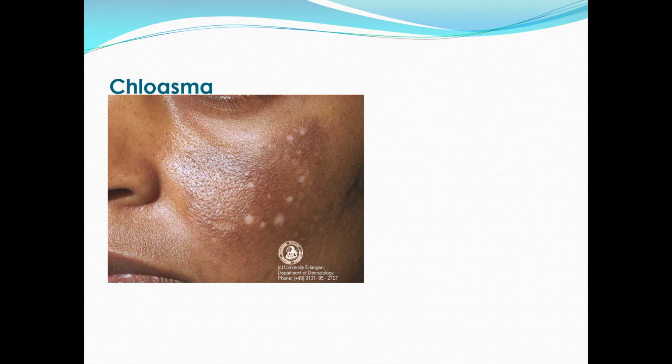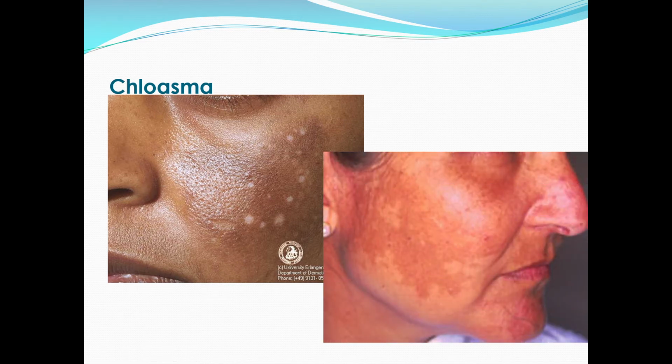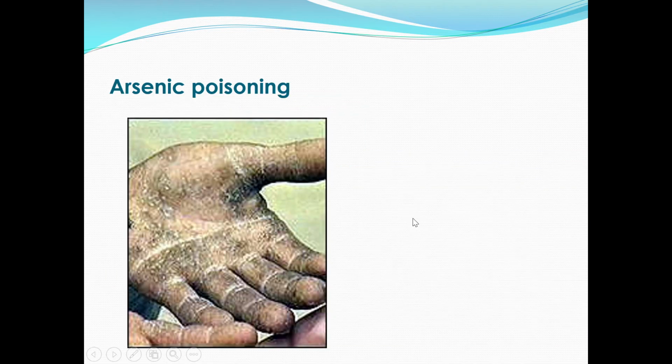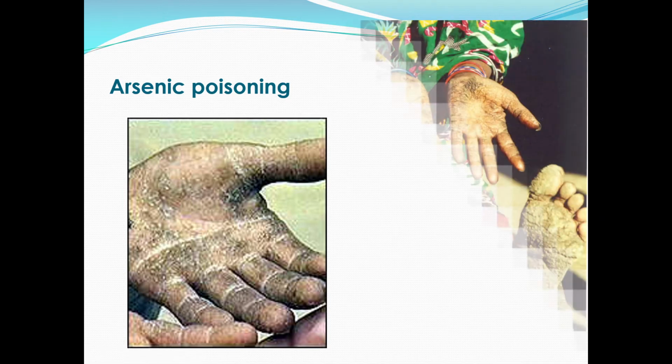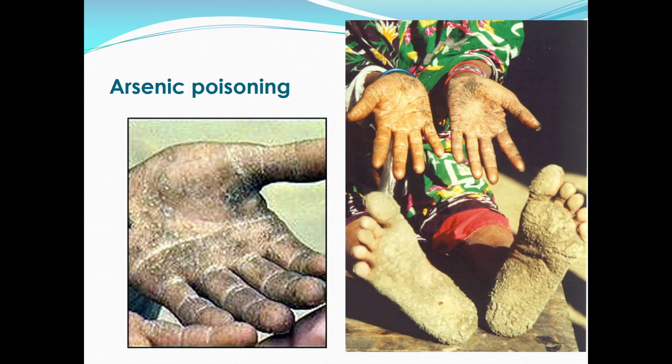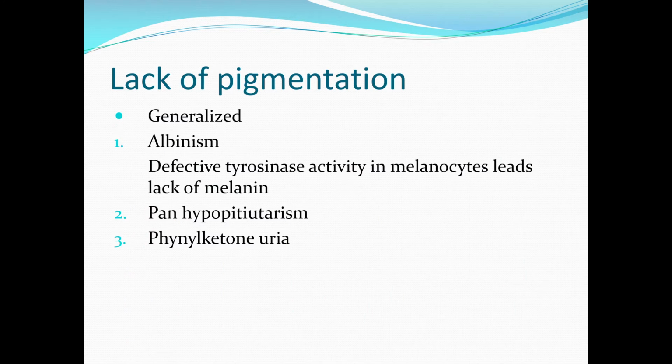Chloasma in case of pregnancy, you can find hyperpigmentation of skin. Similar, again, chloasma. Arsenic poisoning, you can find hyperpigmentation in the flexor aspect of skin. Similar case. Now that is all about hyperpigmentation.